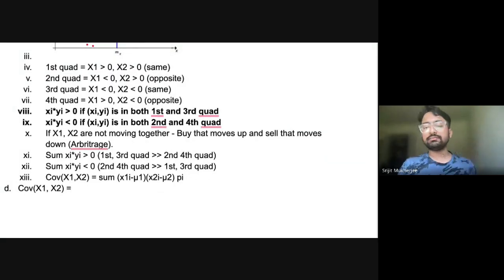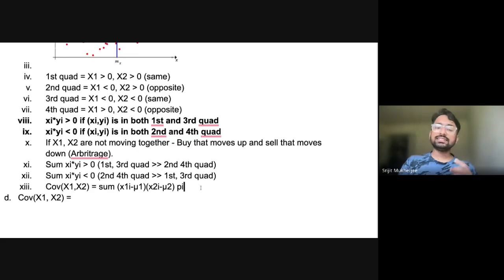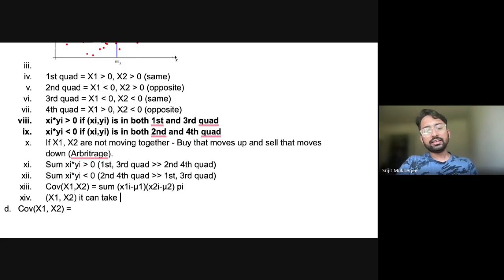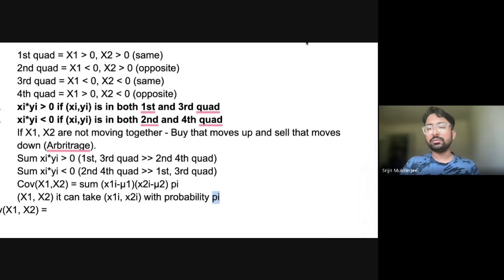If all the individuals are 1/n, then it comes out to be... But again, here it should be... You should think about it very carefully. That's why it's pi, because we are taking this together. So x1, x2, we are saying that it can take x1i, x2i with probability pi. Do you see the point? It's taking values together with probability pi. Make sense? So instead of a one-dimensional probability distribution, now it's a bivariate probability.